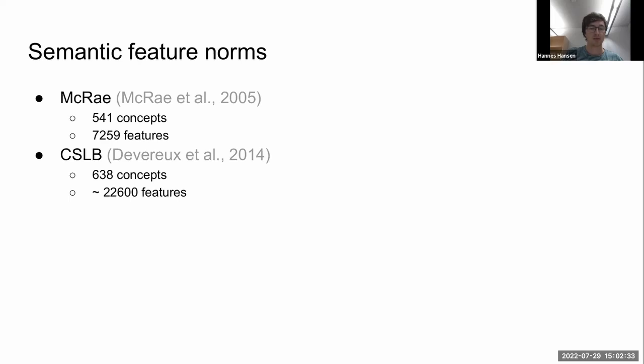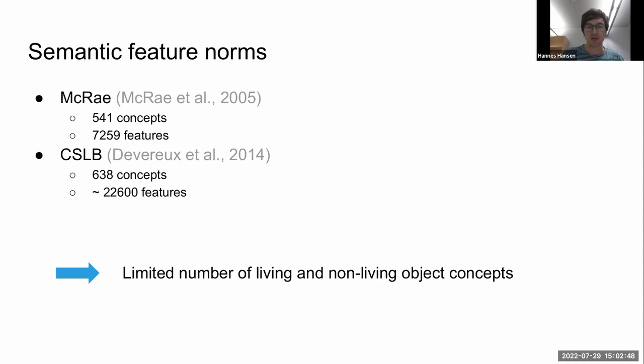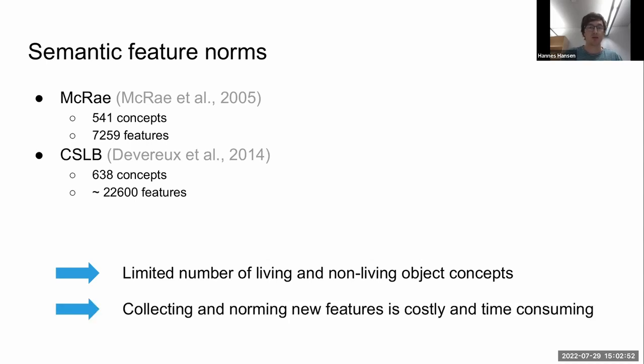This was already done in previous studies that led to the creation of human-created semantic feature norms, for example, the McRae and the CSLB norms. These norms provide high-quality features and are used as gold standards for human conceptual knowledge. But the problem with these norms is that they have a limited number of concepts covered, and the collection and norming of new features is costly and time-consuming, as it requires collecting responses from human participants.